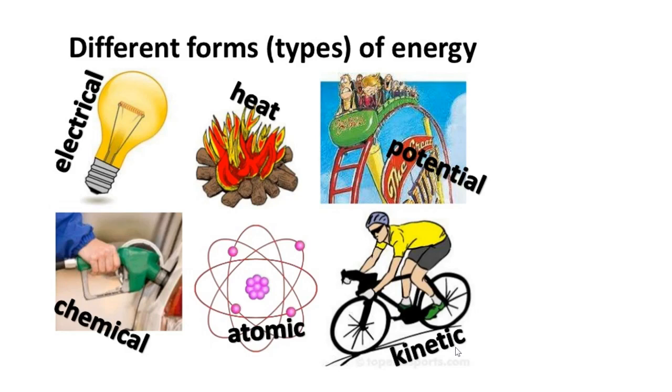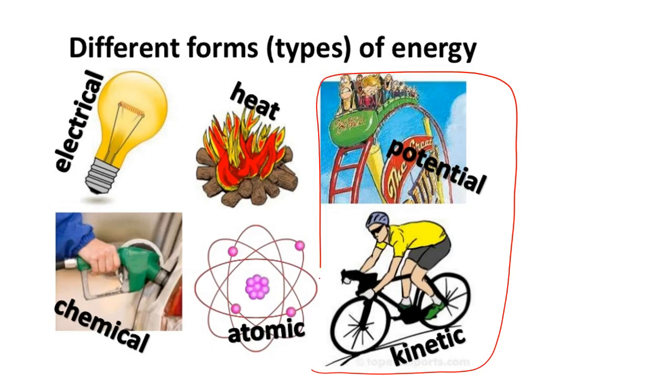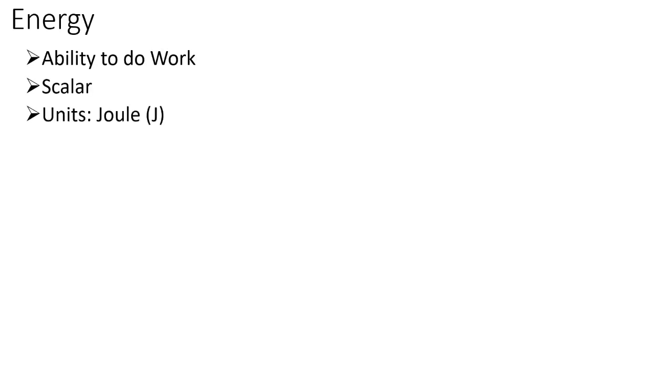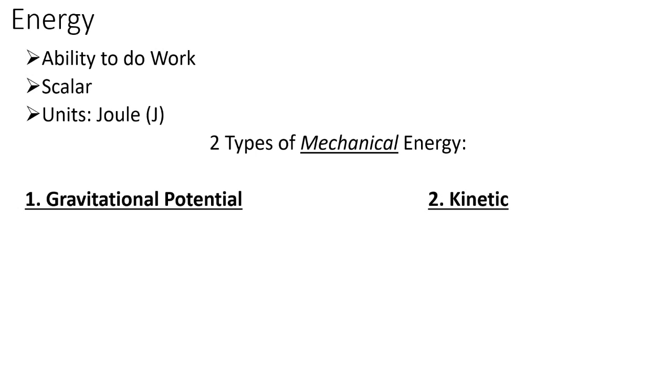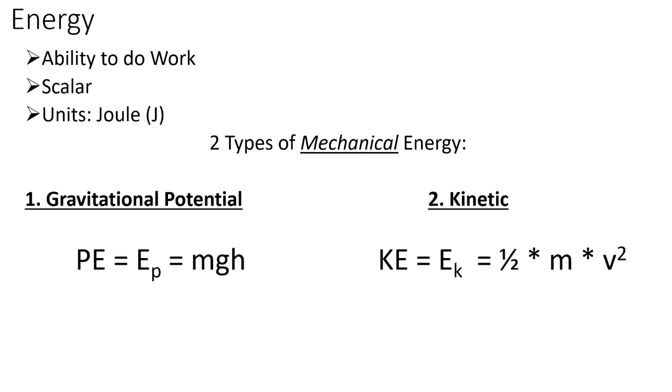The two main forms of energy that we'll talk about in this video are potential and kinetic, and how energy changes forms between those two different types. First of all, just a definition. We define energy as the ability to do work. It is a scalar quantity. The units are the joule, the same as work. The two types of mechanical energy that we'll talk about are gravitational potential energy and kinetic energy.